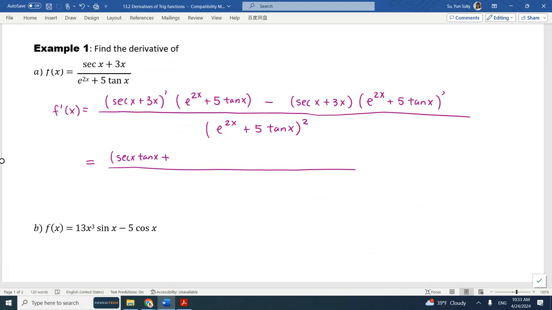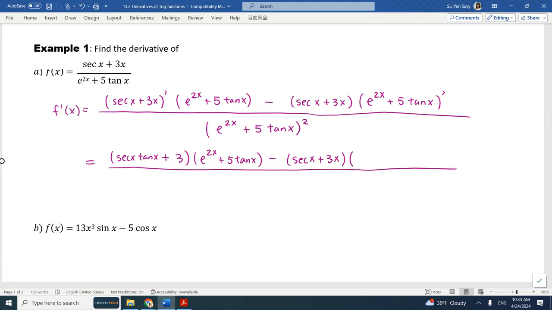Derivative of 3x? 3. So that's the first factor. Okay, we differentiate. The second factor, do we need to do anything to it? Can we cancel? No, so we just copy it down. Don't change it. Copy down. So e to the 2x plus 5 tangent x and minus secant x plus 3x.